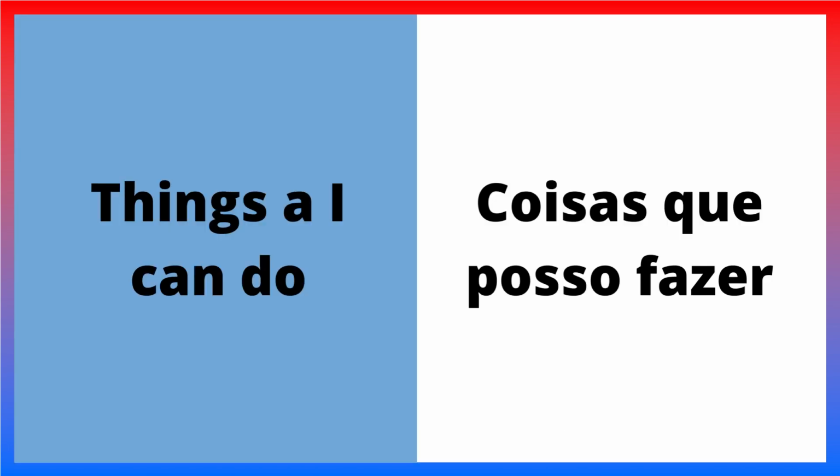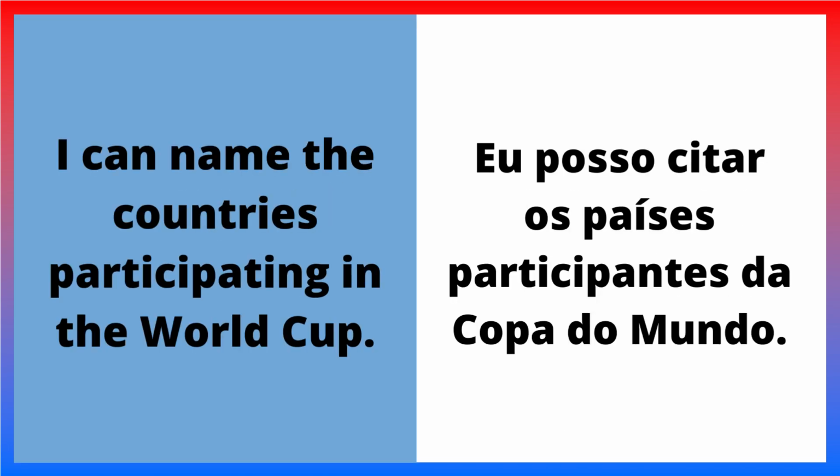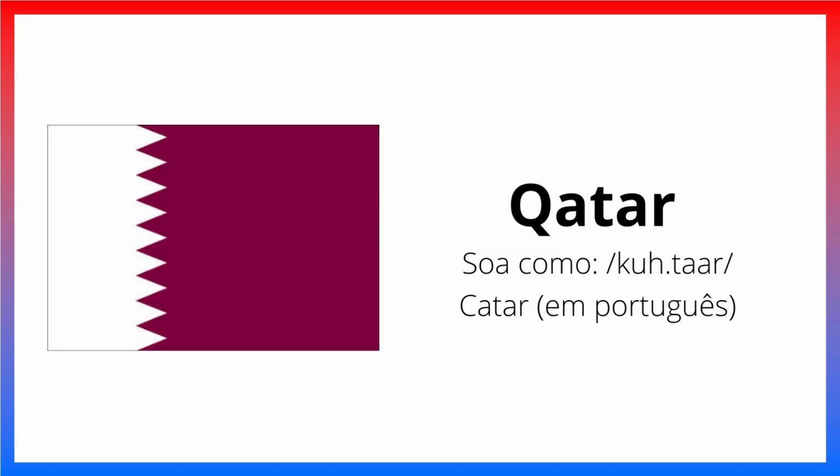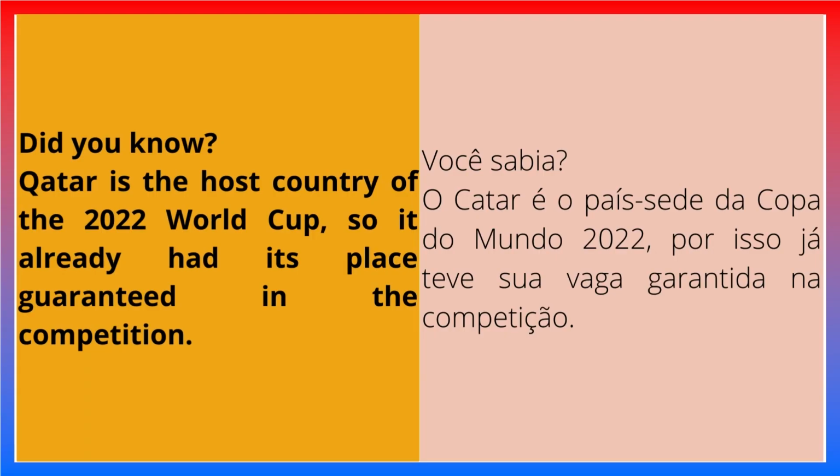Things I can do. I can name the countries participating in the World Cup. Group A. Qatar. Did you know? Qatar is the host country of the 2022 World Cup, so it already had its place guaranteed in the competition.